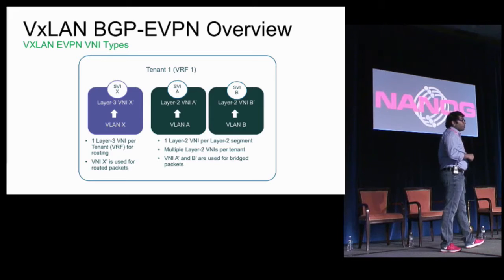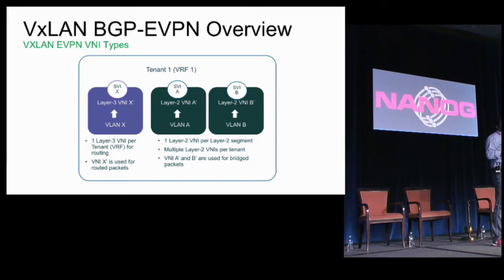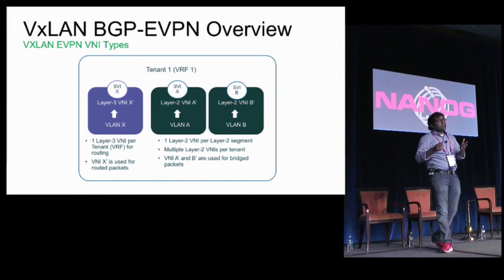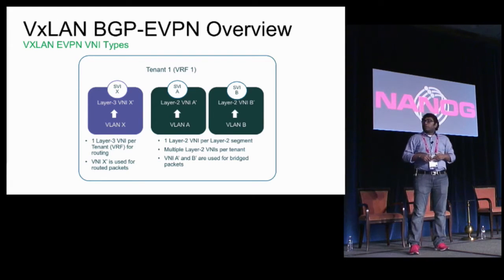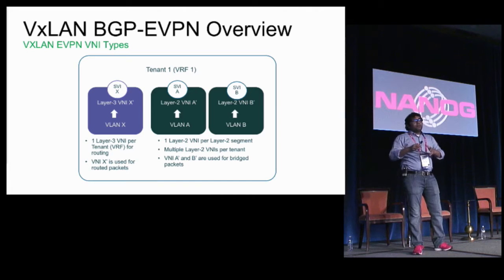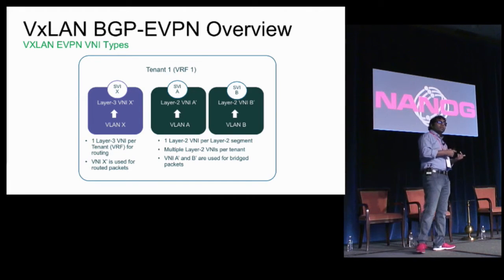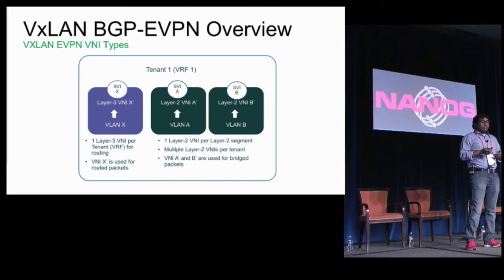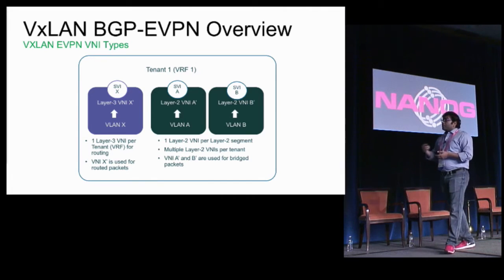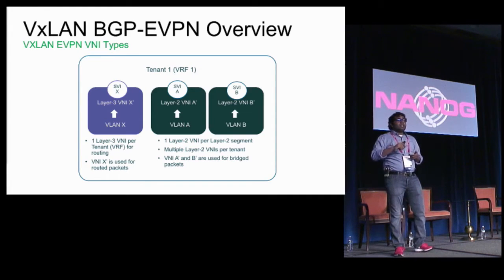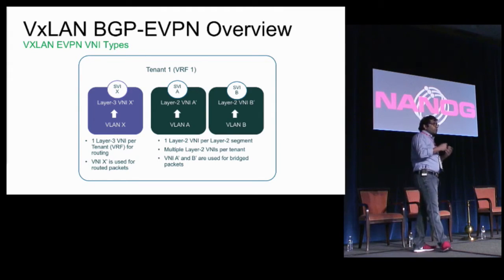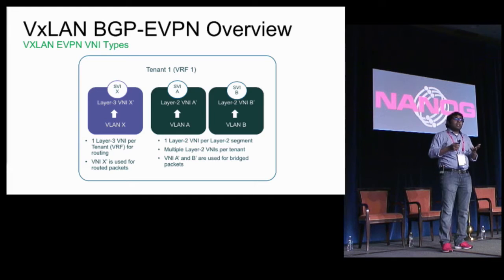So what are the different components? When you have an EVPN scenario, you have a tenant. Usually, you can correlate it to an MPLS VPN deployment with VRFs, virtual routing and forwarding instances. And in that VRF, you have multiple layer 2 VNIs and one layer 3 VNI. The layer 2 VNIs take care of all the layer 2 forwarding, or the bridging of packets, whereas the layer 3 VNI takes care of processing the routed packets.